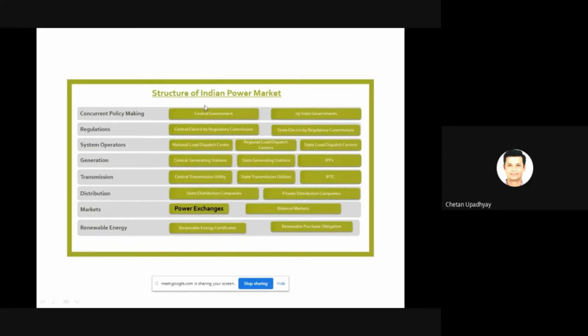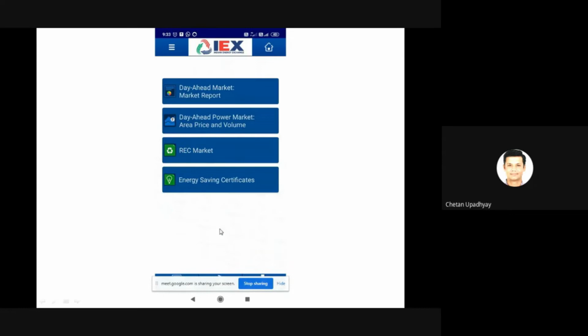So especially in the Indian power market, for power exchange, IEX has been formed by the government of India. If you download the IEX app, available in the Play Store, you will see the IEX icon, the Indian Energy Exchange. Initially you will find 4 tabs. First is the day ahead market and the market report. Second is the day ahead power market, with area price and volume. REC market is there, and energy saving certificates are there. So this application gives these 4 domains to work in.